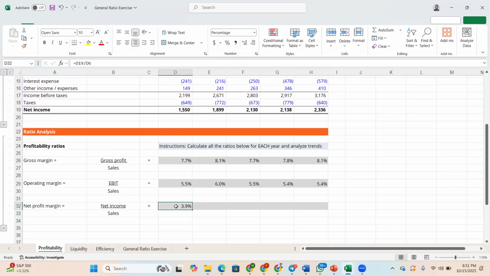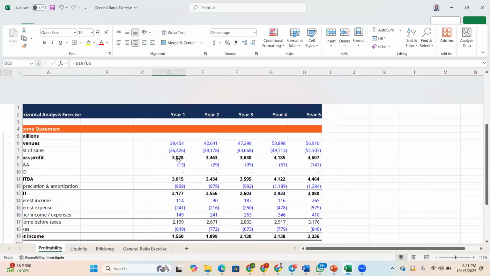Then we can just use Control R. Control R is actually the fastest way to achieve this. So that is that. Now, the next thing is we are done with the calculation of the ratios. Financial analysis does not end with just calculating the ratios.